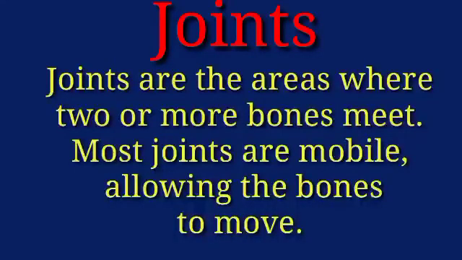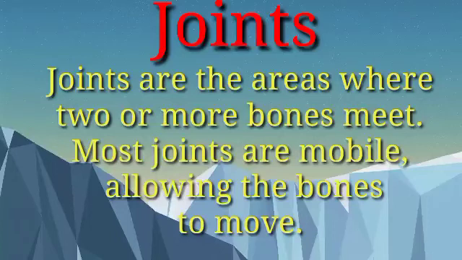The next topic is joints of bones. When two or more bones of the skeleton come in a union, it is called a joint. Joints are the areas where two or more bones meet. Most joints are mobile, allowing the bones to move. The study of joints is called arthrology. A joint or an articulation of the bones is sometimes separated by a thin membrane, sometimes by connective tissue or fibrocartilage, and in the freely moving joints are commonly separated.